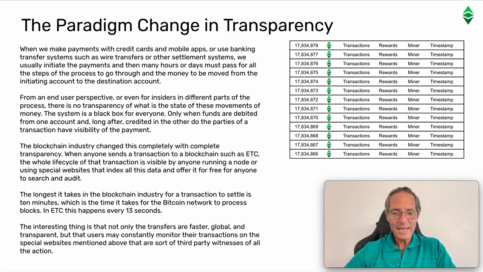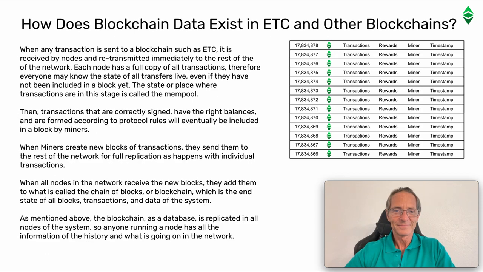The longest it takes in the blockchain industry for a transaction to settle is 10 minutes, which is the time it takes for the Bitcoin network to process blocks. In ETC, this happens every 13 seconds. The interesting thing is that not only the transfers are faster, global, and transparent, but that users may constantly monitor their transactions on the special websites mentioned above that are sort of third-party witnesses of all the action.